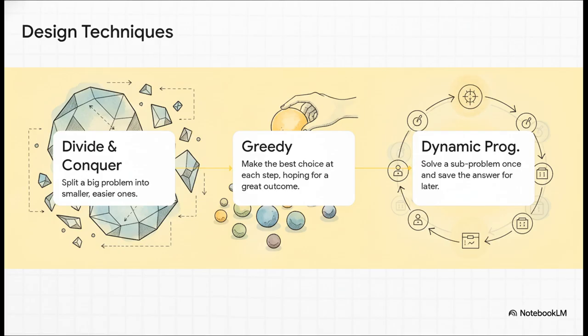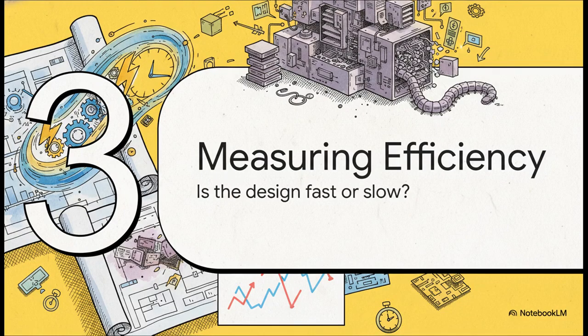It's smart enough to remember the answers to problems it's already solved, so it never has to do the same work twice. Now, this is absolutely critical. You can have two different blueprints that build the exact same thing, but one might be 10 times faster or use 100 times less memory. So how do digital architects actually measure which blueprint is better?